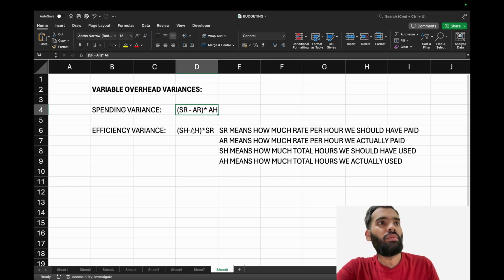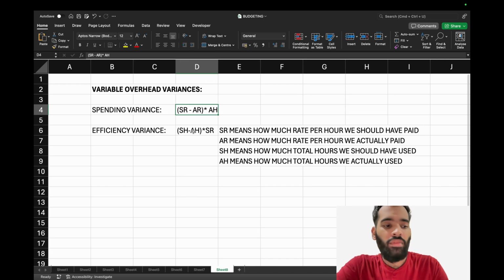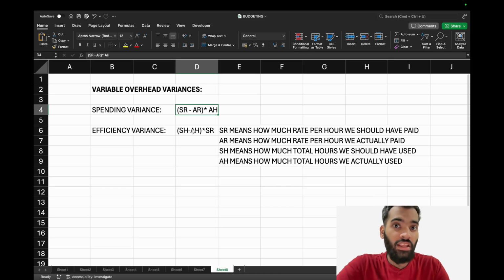A variable overhead can be any other thing, let's say indirect labor. We have indirect labor based on wages. So every hour they work, they clean the factory, we have to pay them. So that's kind of what variable overhead rate means. How much variable overhead money we are spending per hour of labor.